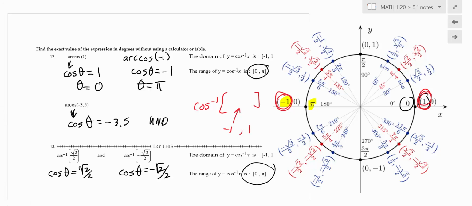Period. And that's why students tend to miss these problems. They don't pay attention to that. Okay, where is the cosine equal to square root of 2 over 2? Pi over 4. That's where the x value is that. Pi over 4 is the answer to that problem.